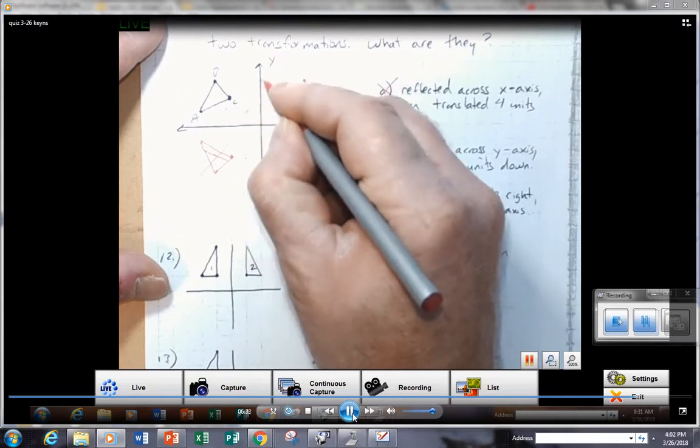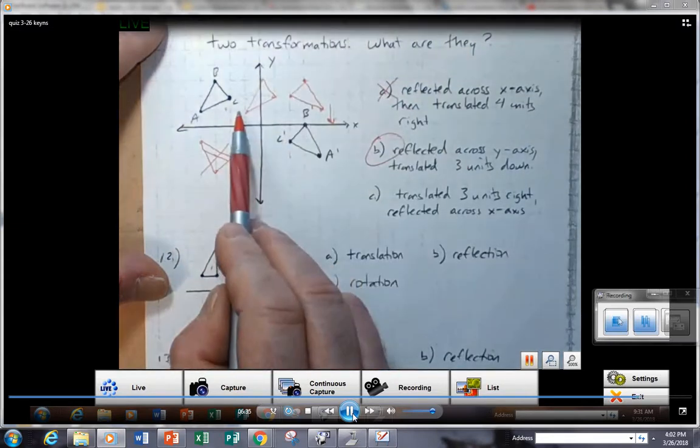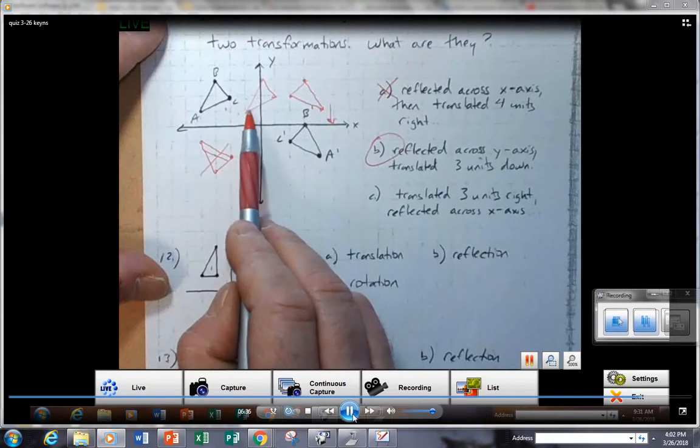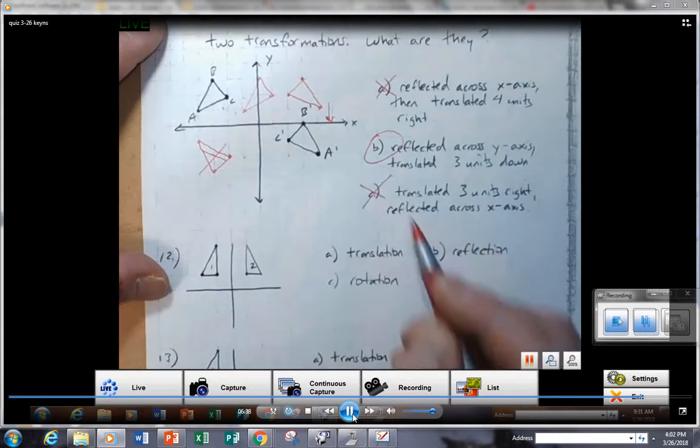You wouldn't want to do choice C, which is translated 3 units right. So if I took this and moved it 3 right, it would be right here. And then if I reflected that across the x-axis, it would be a triangle down here across the x-axis. But that is not true. So that's why C is no good.